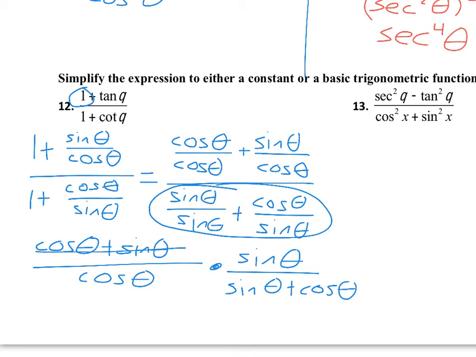Alright, so these are the same. We could cross those out, and we're left with sine over cosine. Sine over cosine, we know, is tangent.